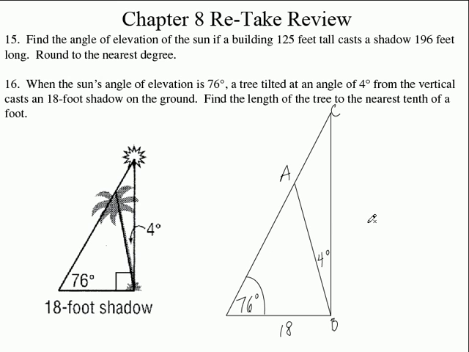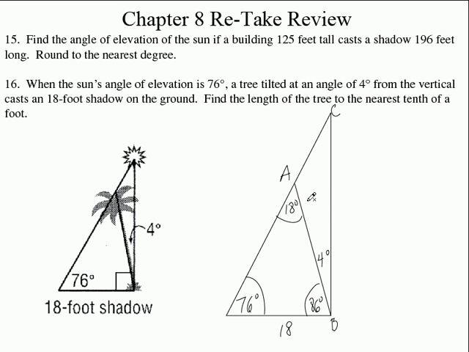Okay, here we go. So what we're going to do, since we know this angle right here is 4 degrees, we can find this angle right here, which is 90 minus 4, which is 86 degrees. We could also find this angle right here. So it's 180 minus 76 minus 86. And what is that? Is that 18? Okay, so this little angle up here is 18 degrees.